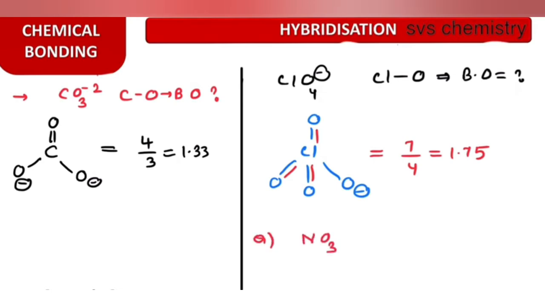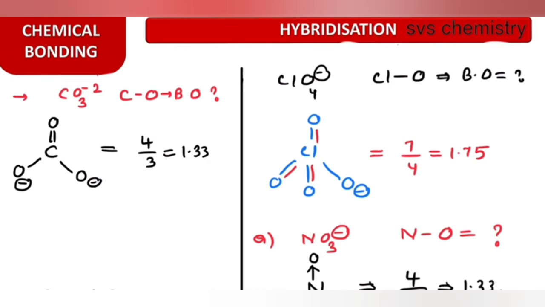Let me take one more question: NO3 minus. In NO3 minus, what is the nitrogen-oxygen bond order? Here the maximum covalency of nitrogen is 4, so you must be careful, because there is no d orbital for expansion. Therefore the number of bonds is 4 and surrounding atoms are 3. So 4 by 3 is 1.33, the bond order.